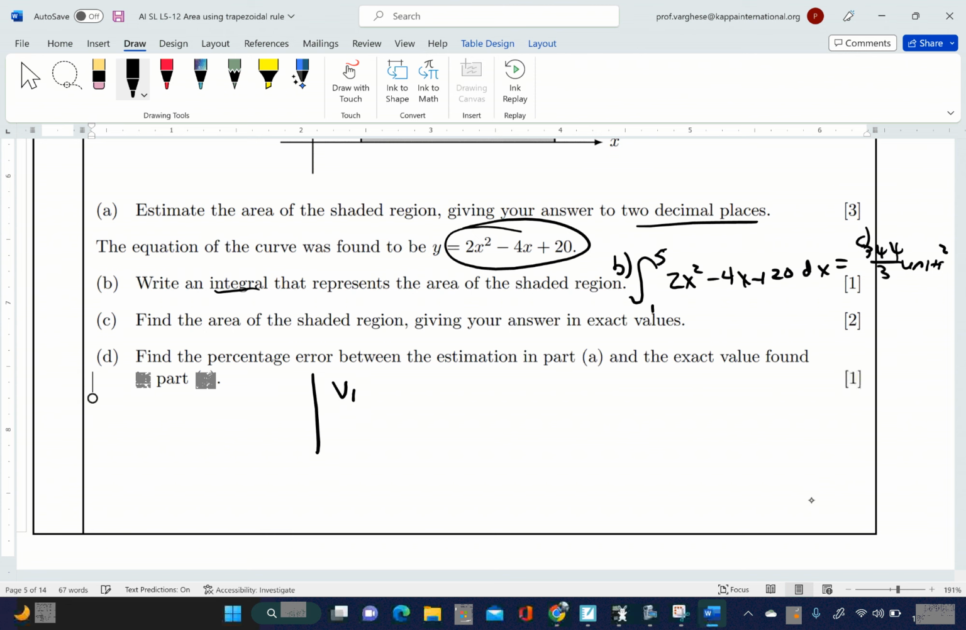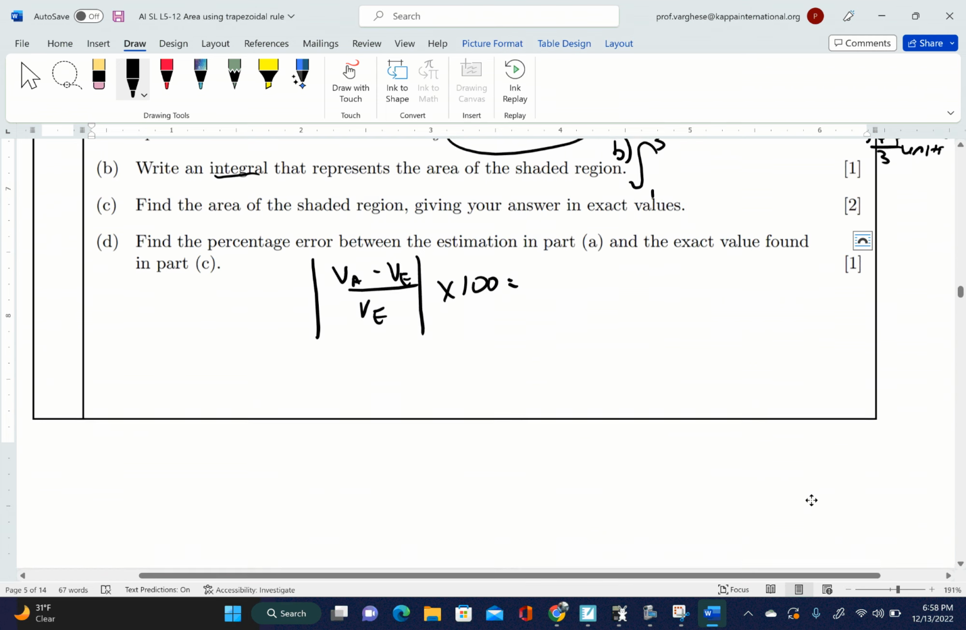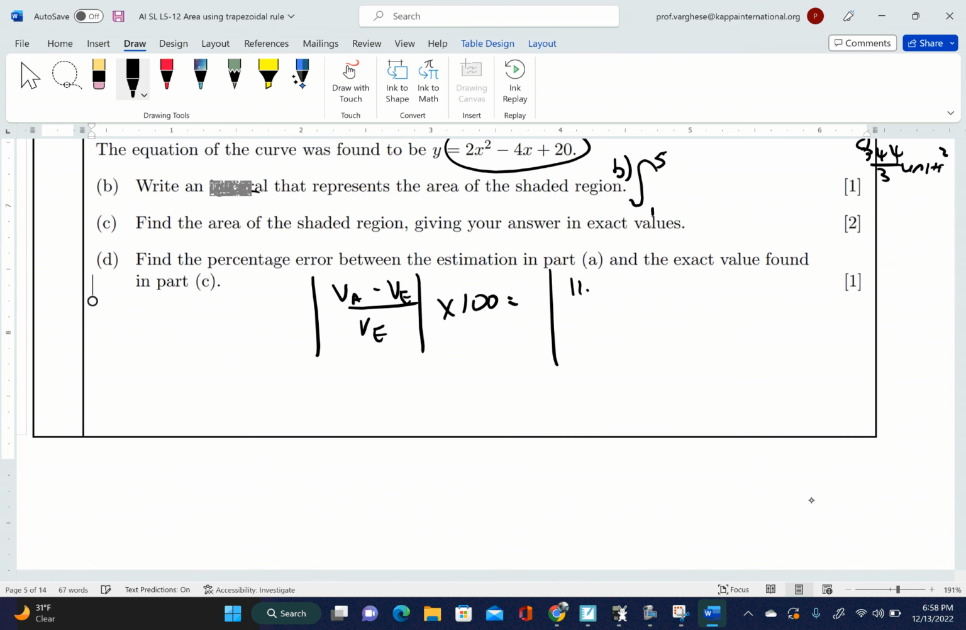So remember, it's VA, which is the approximate, minus the exact, over the exact. Close that, times 100. So now I just need to plug these in. My estimated answer is what I got here, 115.52. So I'm going to write that down: absolute value of 115.52 minus my exact, the one that I just found, which is 344 over 3. And this is all over the same exact value on the bottom, 344 over 3. Close that, absolute value, times 100.